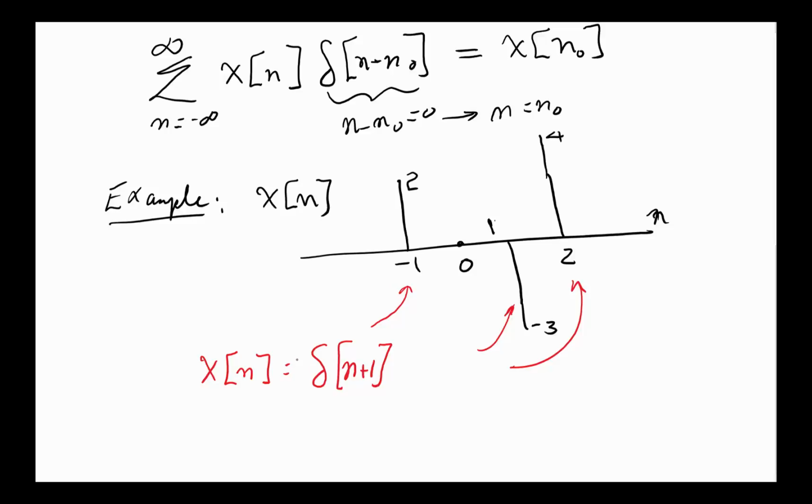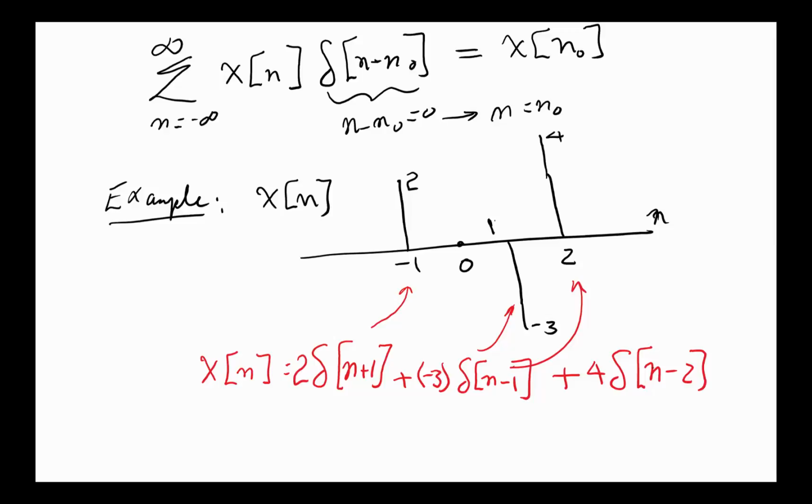And in this case, the magnitude is 2, so there you have it. For this one, the magnitude is minus 3 delta n minus 1. This function is only 1 when n is equal to 1. And then finally, we have plus 4 delta n minus 2. So without an impulse function, we wouldn't have been able to write this function. Now we are able to do that.